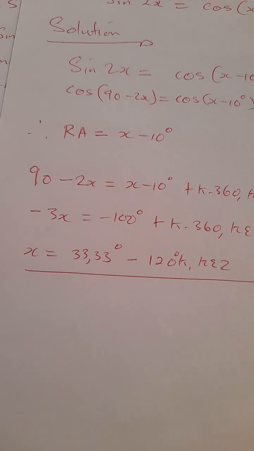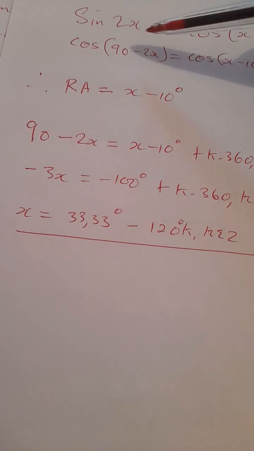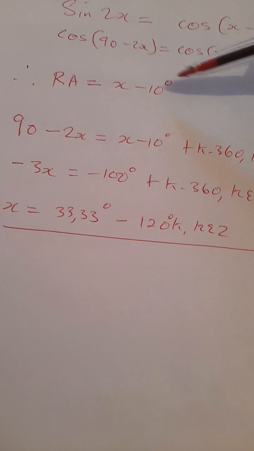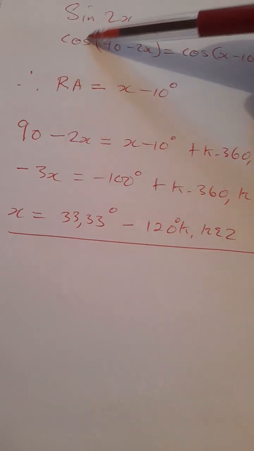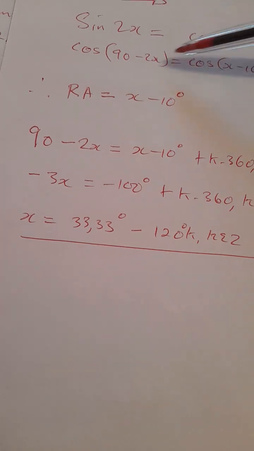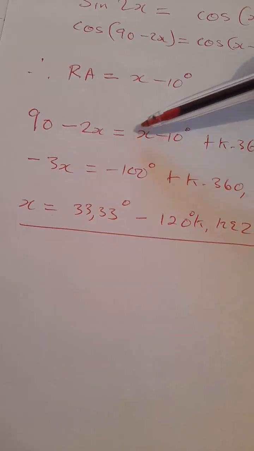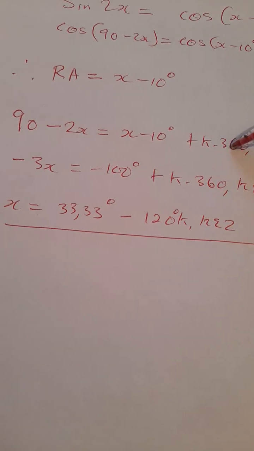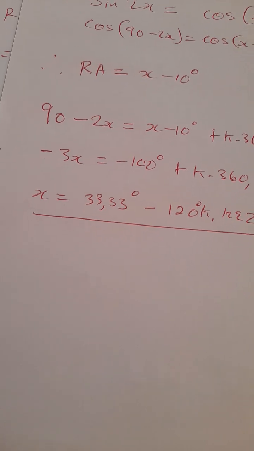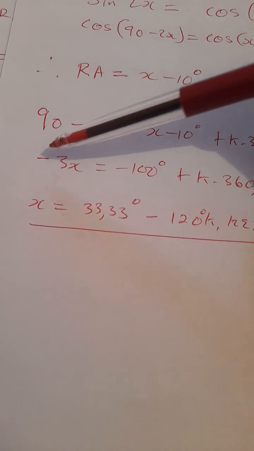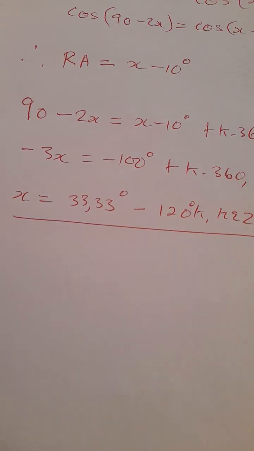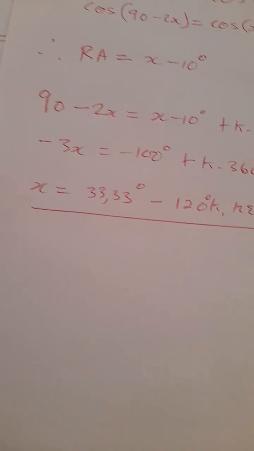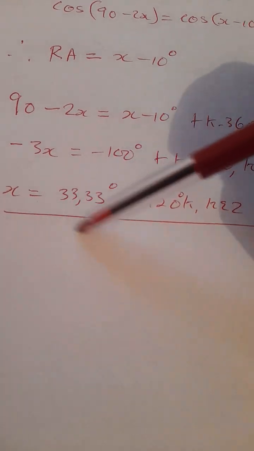Now what I'm going to do is find the reference angle. I said it's x minus 10 degrees. So now 90 minus 2x. Since it's cos, you drop the cos. So 90 minus 2x is equal to x minus 10 plus k360, where k is an element of all integers. So minus 3x is equal to minus 100 degrees plus k360, where k is an element of integers. Then this is your general solution.